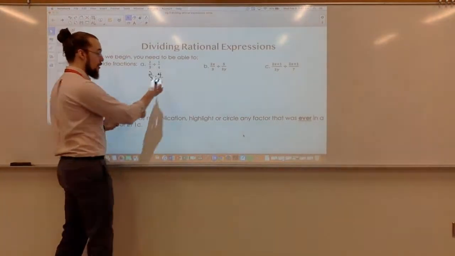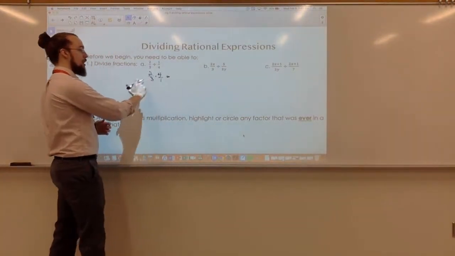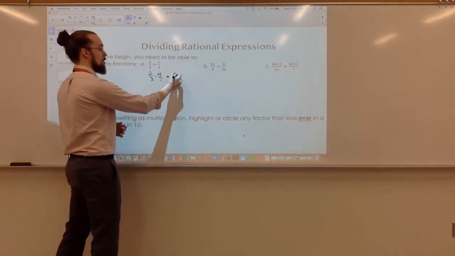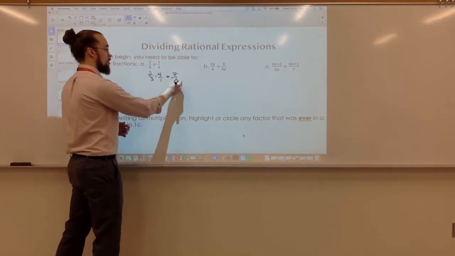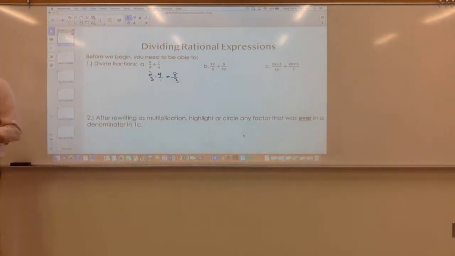Okay, so now we can just multiply straight across. So 2 times 4 is 8, 3 times 1 is 3. 2/3 divided by 1/4 is 8/3. Right. How about the second one?